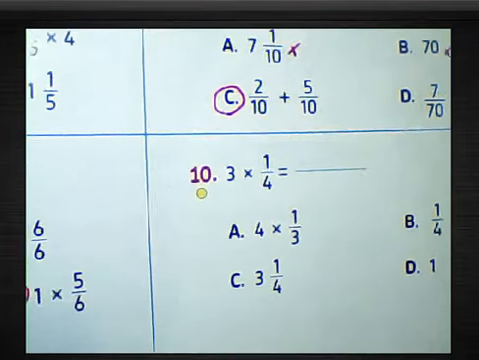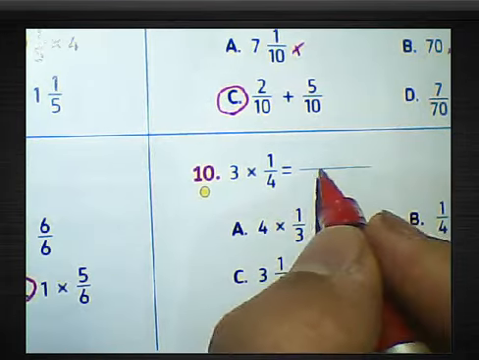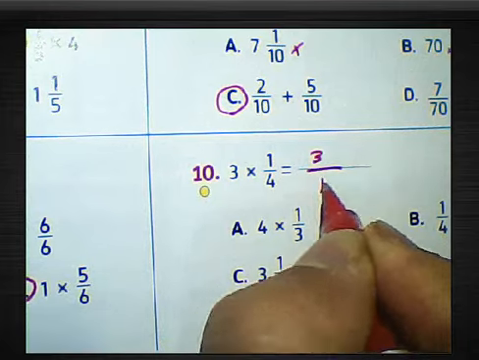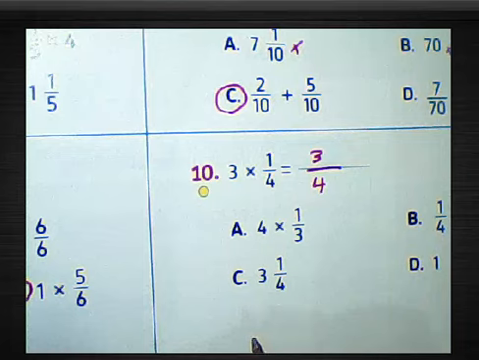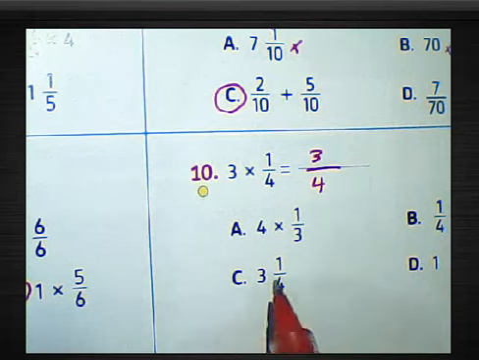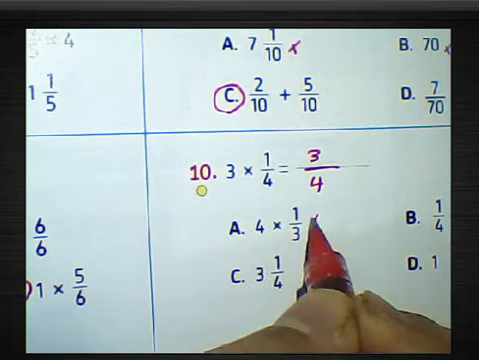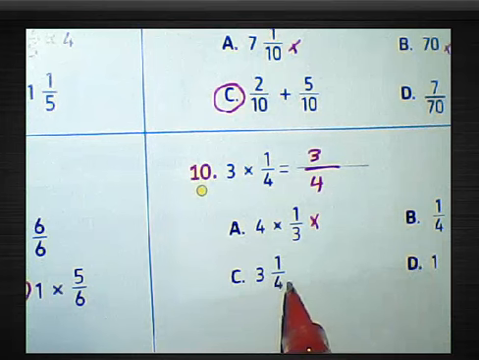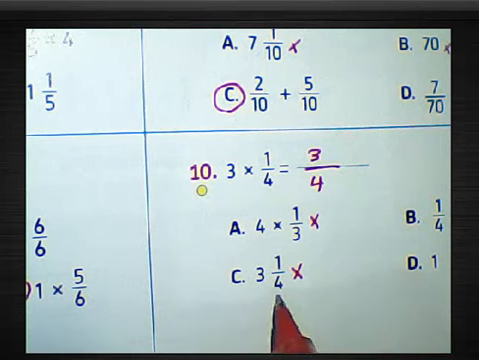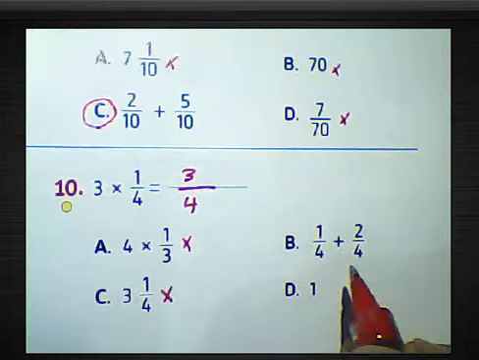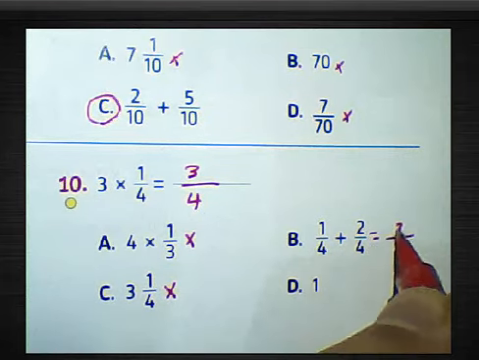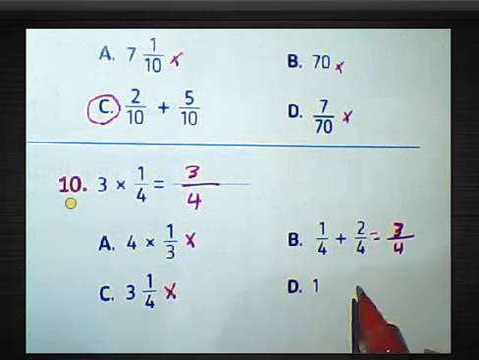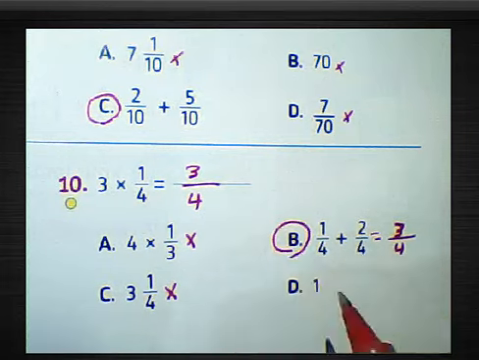3 times 1 over 4. It will be 3 times 1 equals 3 and 4 in the denominator, 3 over 4. What about 4 times 1 over 3? It's wrong. 3 and 1 over 4? No, it's wrong, because we have a mixed number here. And if we add 1 over 4 plus 2 over 4, it will be 3 over 4. Choose letter B.